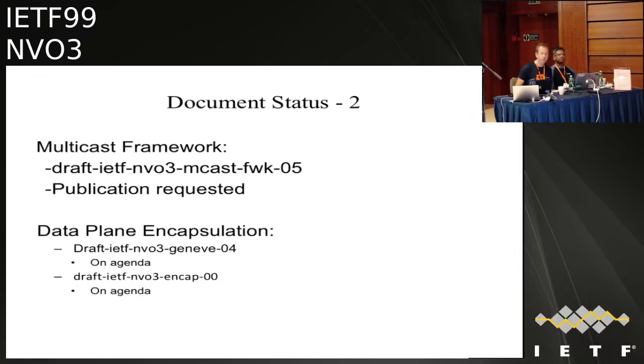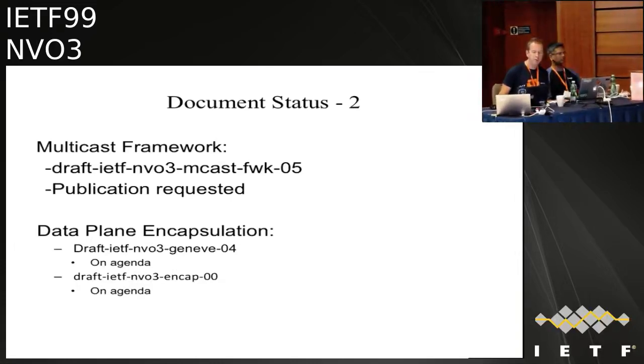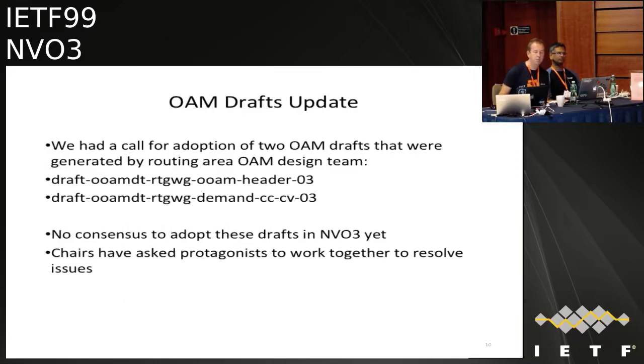And the other two documents of note: we adopted the, actually there's a typo on a slide here. One of these drafts is the design team document for the data plane encapsulation. That was adopted, and there's also a draft underneath it that is adopted. Thank you. The other thing we tried to do is run an adoption poll for two OAM drafts that were the output of the routing area OAM design team. That's regarding the overlay OAM header and on-demand CC/CV for overlay networks.